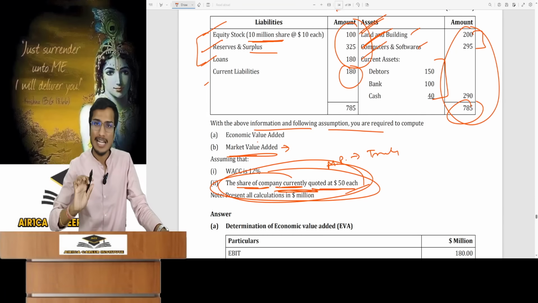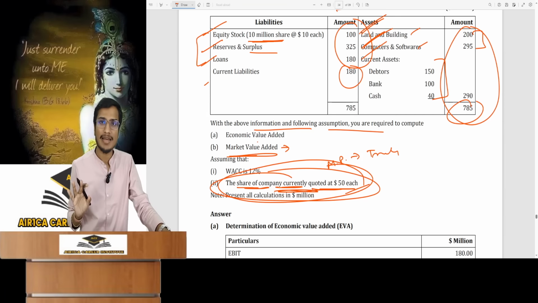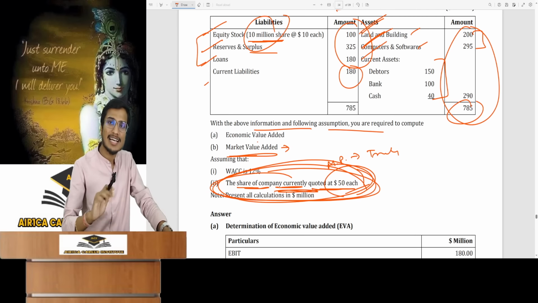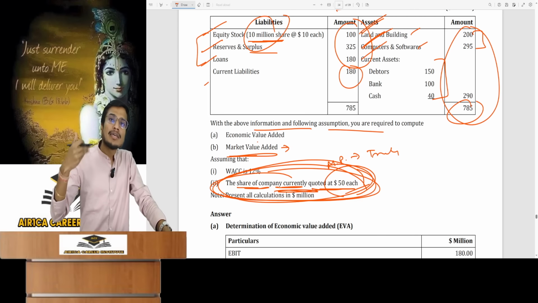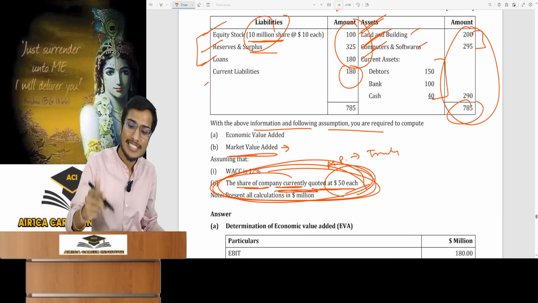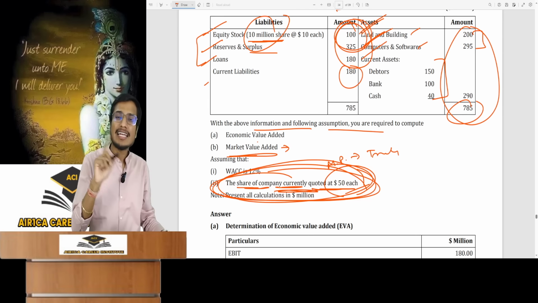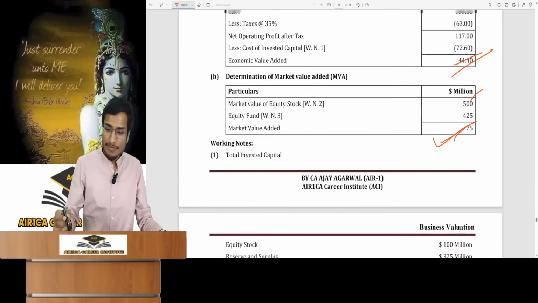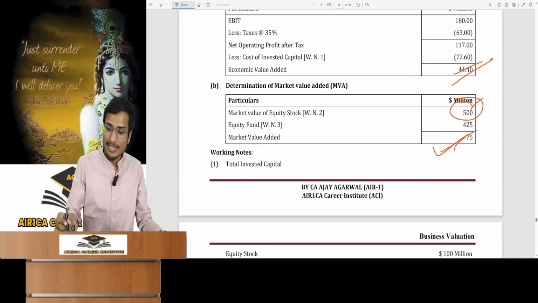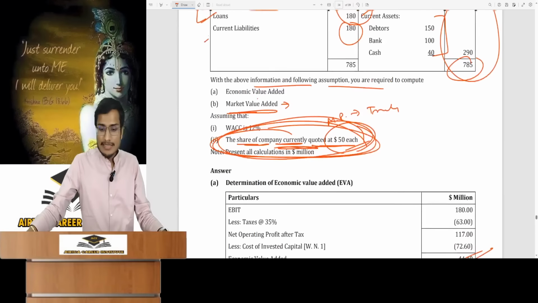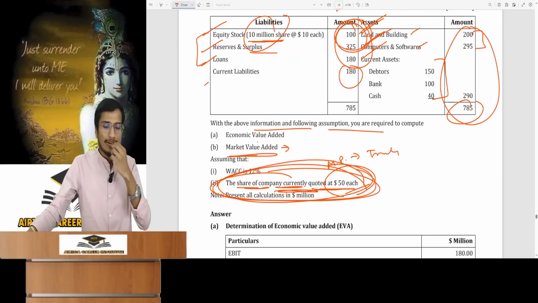You can calculate the market value of shares. You cannot get the market value of the firm now. So take the market value of shares. Calculate the market value of shares, 50 per share times total shares. What you have to subtract? The book value of shareholders' equity, which is share capital plus reserve and surplus. Don't deduct the invested capital. In this question, the MVA is calculated using equity's market value and shareholder fund. This MVA will come.